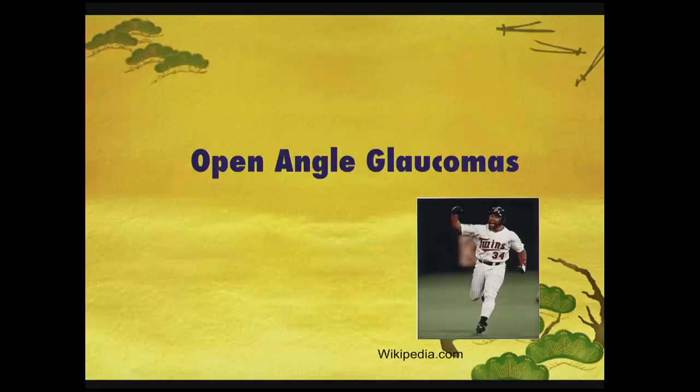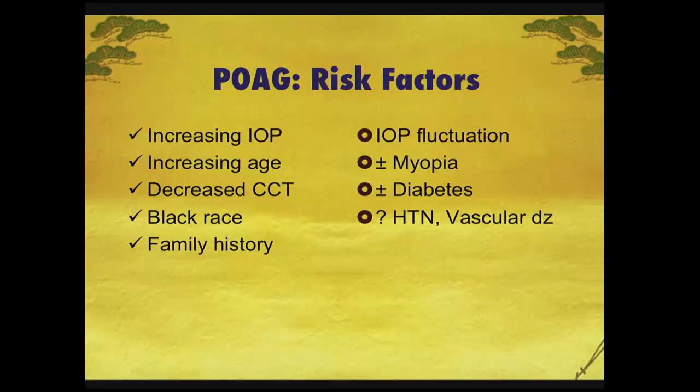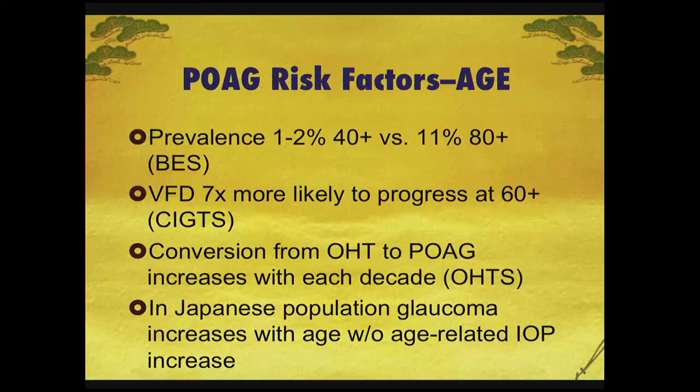All right, so now we're going to go into the open-angle glaucomas. Risk factors obviously are very important for glaucoma. Increasing pressure, increasing age, decreased CCT, black race, and family history. These are risk factors that have definitely been shown to be risk factors in the literature. The ones on the right-hand side here, the data is not so overwhelming that these are definite risk factors. I was going to go through each one of these risk factors and just review a few of the facts that you need to know for the test.